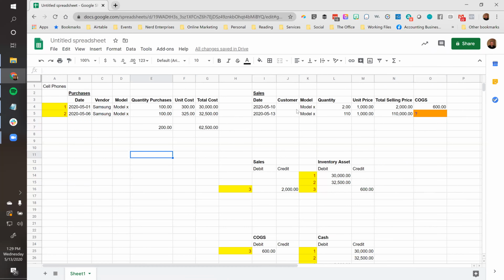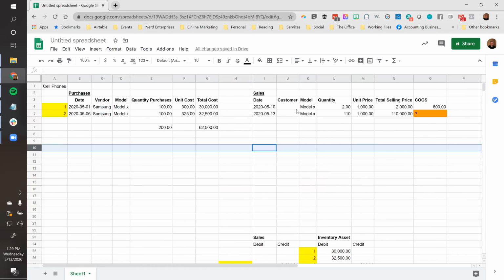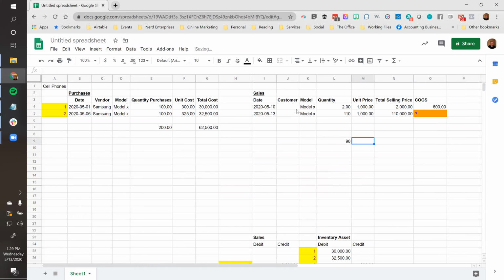So let's go, I'm going to insert some rows so I can calculate it, okay? Because now I have, remember, 98 left at 300, okay? Then I have the difference of 110 minus the 98, so 12 at 325. That times that. Okay, equals sum. That's my true total cost of goods sold number.